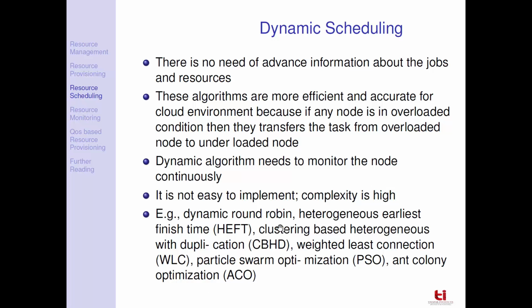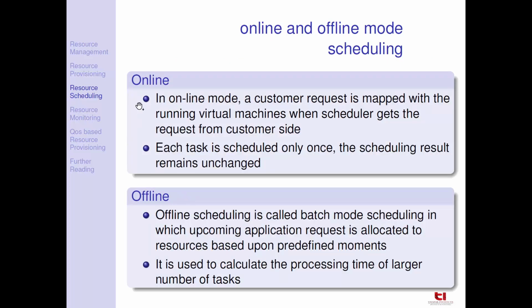dynamic scheduling. Many optimization techniques are there: particle swarm optimization, ant colony optimization, cluster based, dynamic round robin. But we'll not study these algorithms in detail in this particular course. Another term for scheduling is online and offline mode scheduling. So what happens in online scheduling mode? In this, the customer request is mapped with the running virtual machine when the scheduler gets the request from the customer side. So each task is scheduled only once.